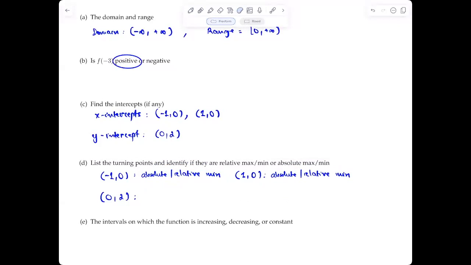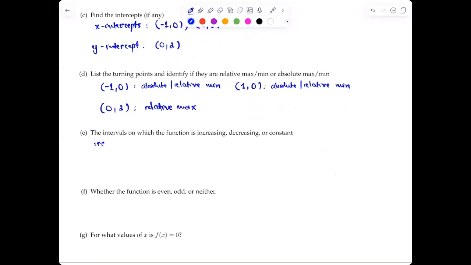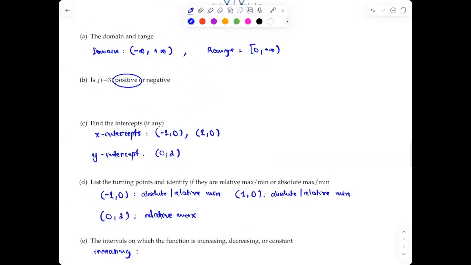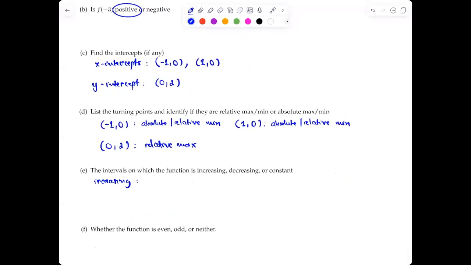All right, now what about 0, 2? Only relative maximum, right? Now, the interval on which the function is increasing. All right, can someone tell me? Increasing, sorry: negative 1 to 0, and then 1 to infinity. Decreasing: negative infinity to negative 1, and then 0 to 1. Okay. And constant, there's no constant in this case.